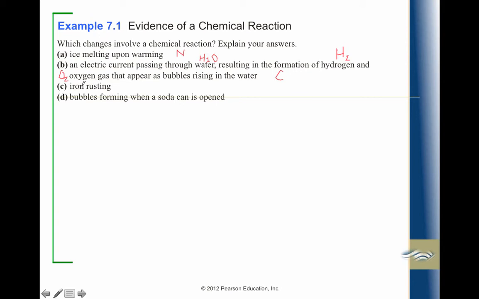C. Iron rusting. When iron rusts, it started off as iron, which is symbol Fe. When it rusts, it becomes Fe2O3. It changed. It reacted with O2 in the air and made rust.